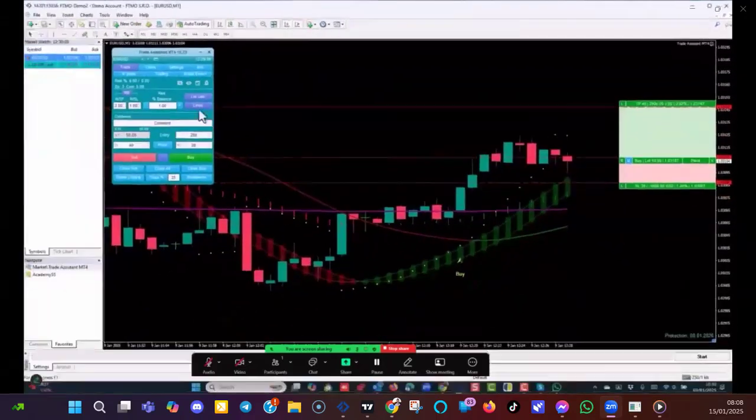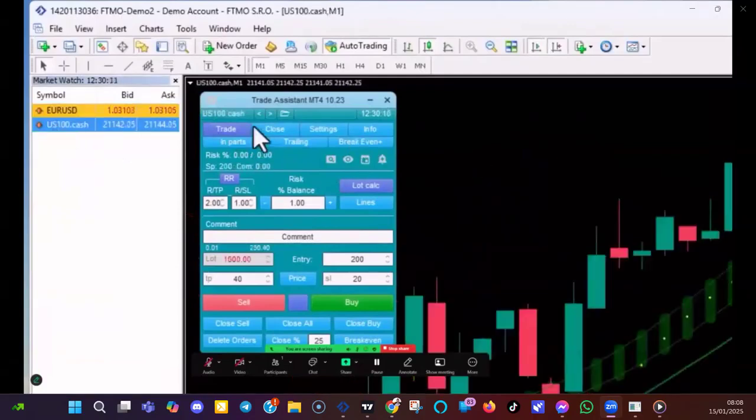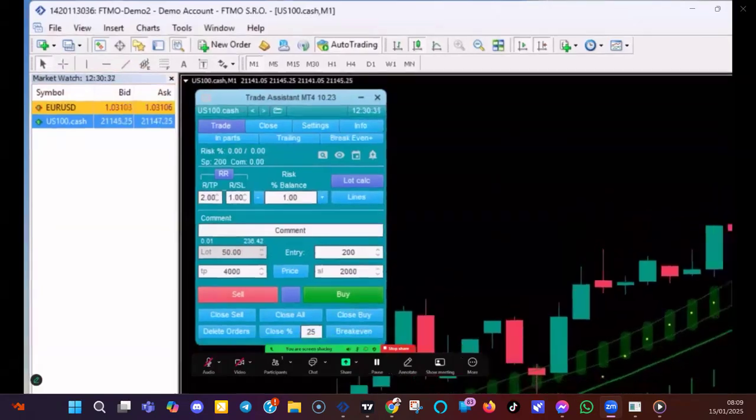But that's not what we're here for now. I'm going to click off the lines here, and what we're going to do is we're going to change our chart from Euro USD to US 100, and I can do that by dragging it onto the screen here. You'll see it now switch over to US 100, and now you can see that stop loss says 20, and that's wrong for a commodity. So what we want to do here is come in here and type 2000. This is the equivalent of 2 pips on a commodity such as US 100.